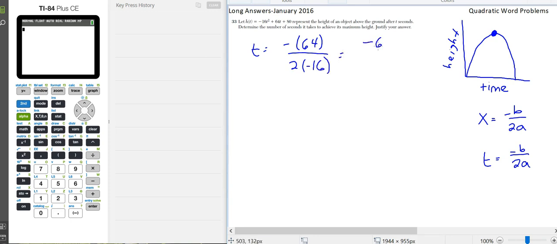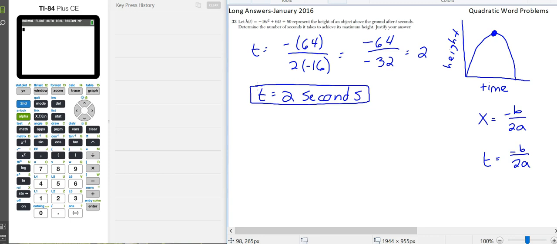Negative 64 is negative 64, over 2 times negative 16 is negative 32. Negative 64 divided by negative 32 is positive 2. So t is equal to 2 seconds. The object will reach its maximum height at 2 seconds. And to justify your answer, just show this work, t equals negative b over 2a.